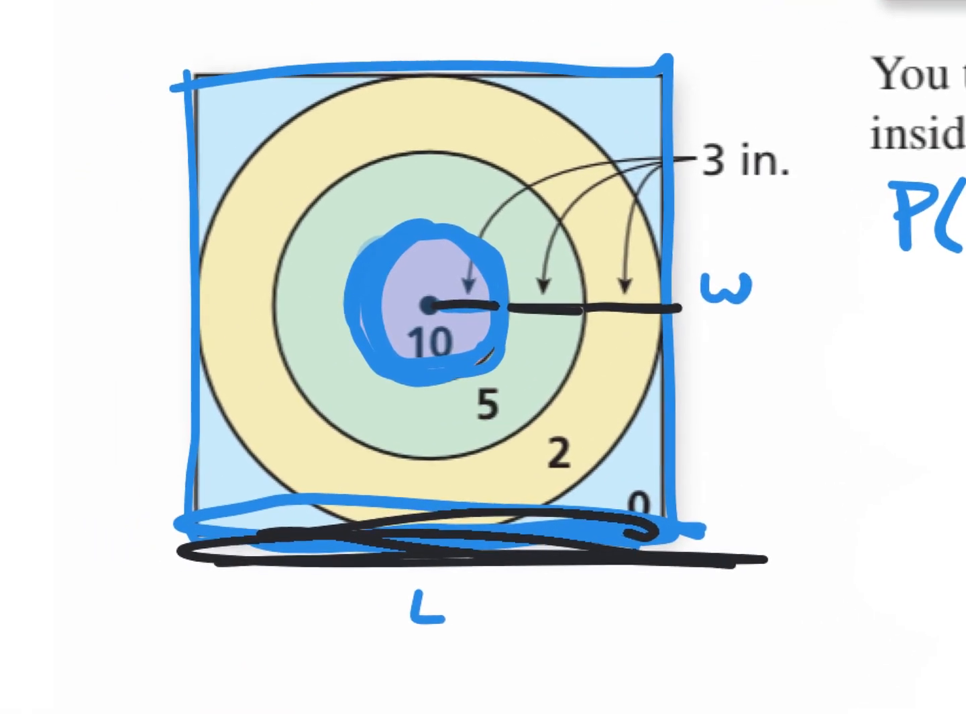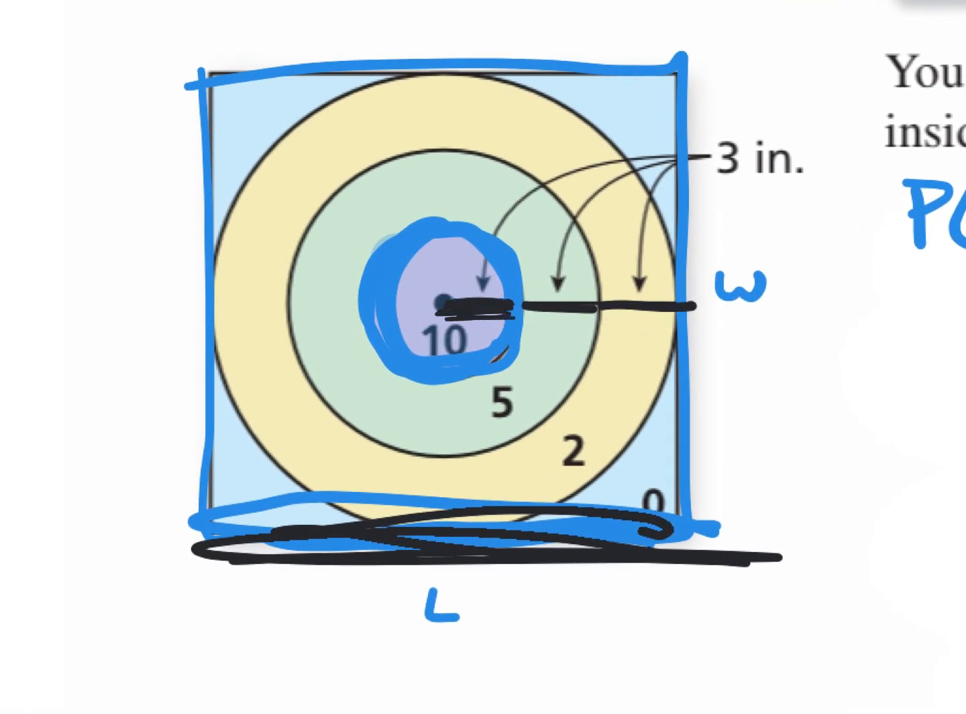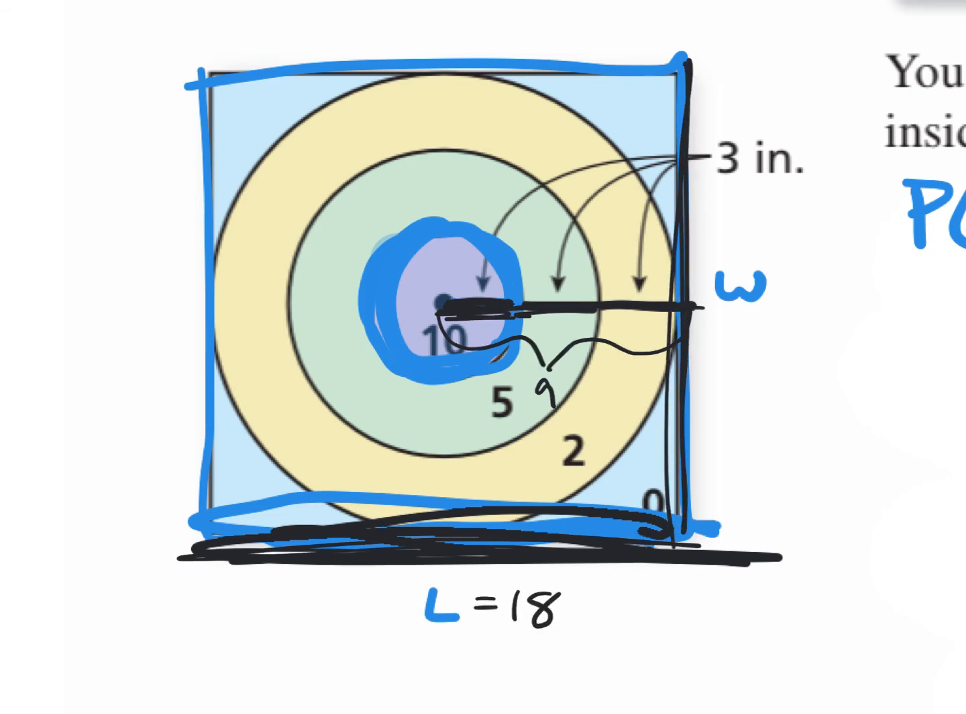Because looking at our picture here, this has a length of 3, this has a length of 3, and this has a length of 3. So all of this has a length of 9. So the whole length of the board here is 18. What about the width? If it's a square, the same thing, 18.